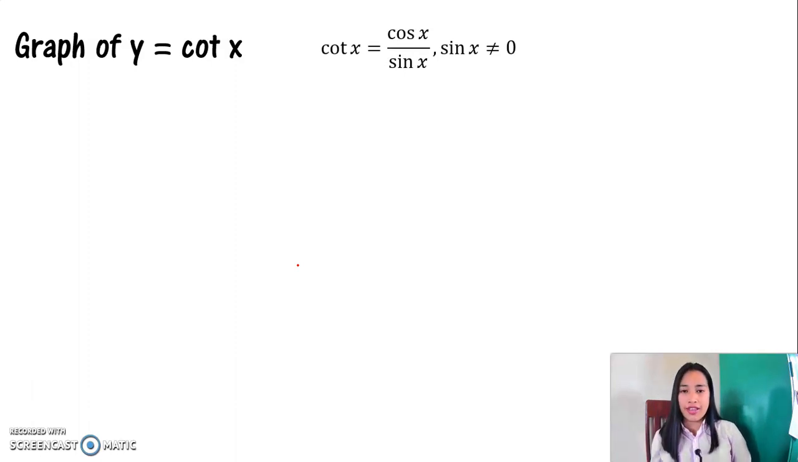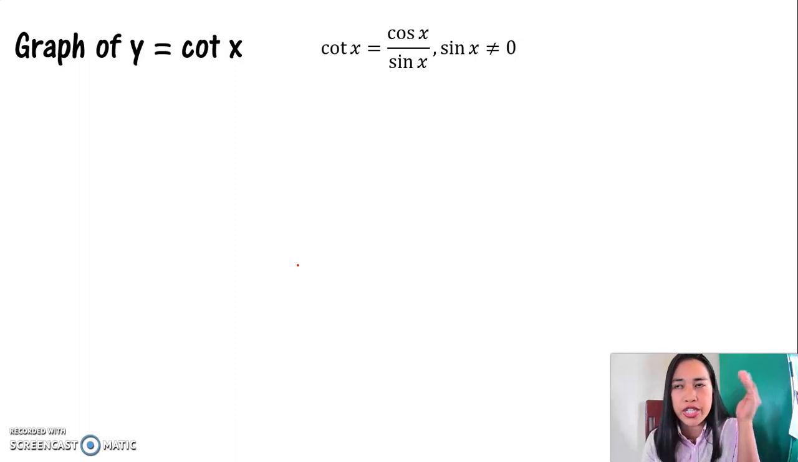Okay, so now let's proceed to the graph of y is equal to cotangent x. Cotangent x is just the reciprocal of tangent x. For tangent x, it is sine over cosine, so we just flip it. For cotangent x, we have cosine x over sine x, where sine x must not be equal to 0. Cotangent x shares the same domain as cosecant x.